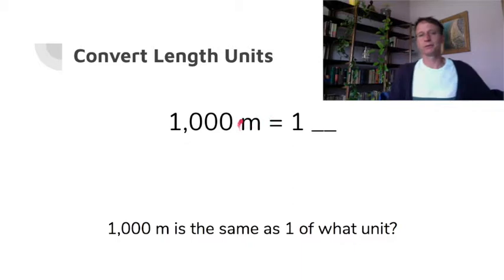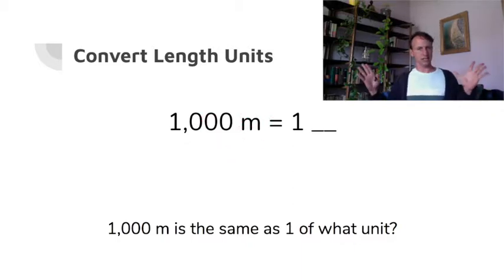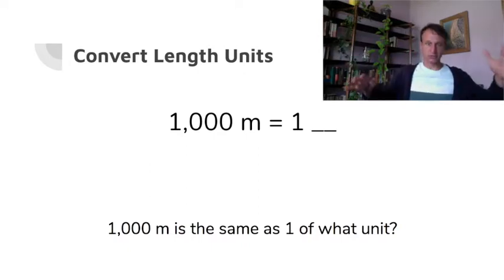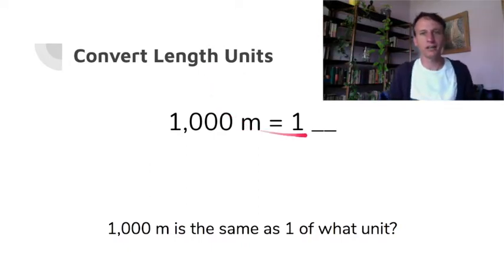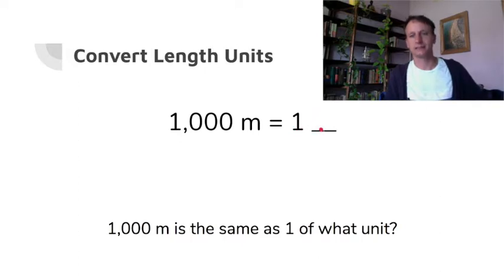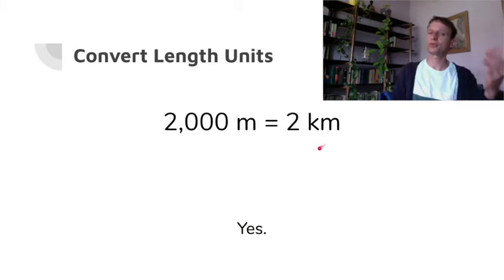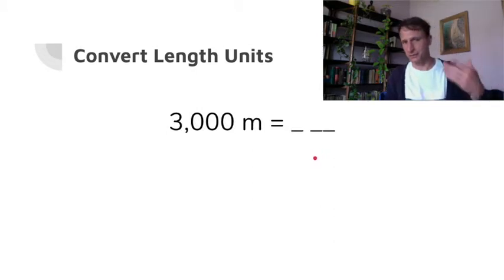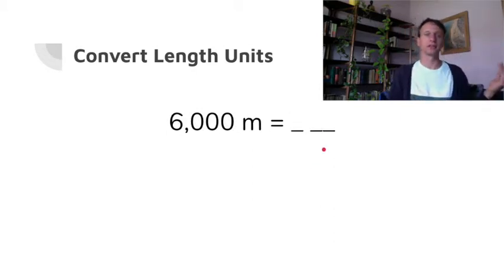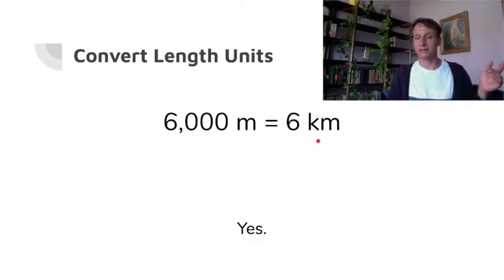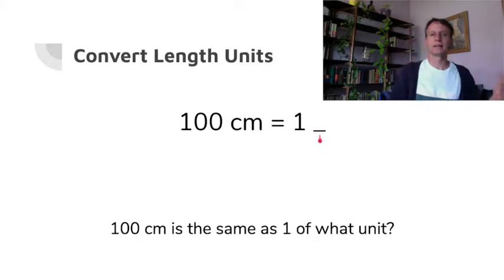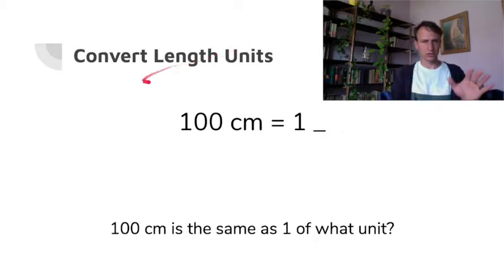Let's warm it up, though. Get the engine going. 1,000 meters. Remember what a meter stick looks like? 1,000 of those. That's a far way to run. It's 1 kilometer. Okay, good. So that would mean that 2,000 meters is 2 kilometers, and 3,000 meters is 3 kilometers, and 6,000 meters is a long way to run, right? Okay, 6 kilometers.